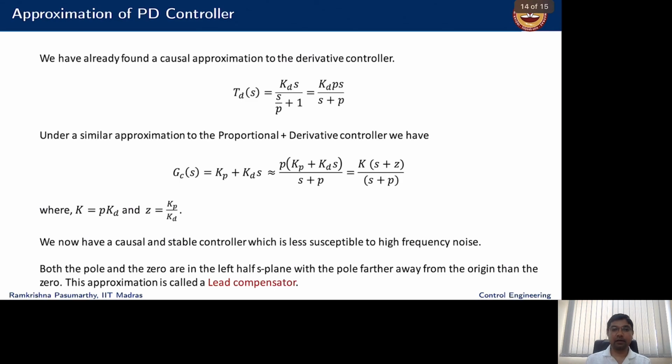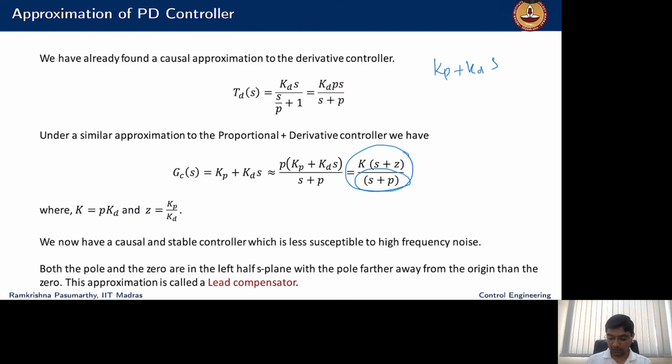Similarly, how do I approximate not just a derivative, but a proportional plus derivative control? Proportional plus derivative control had a transfer function of the form Kp plus Kd times s. So I can again add a pole and have an approximation of the form K times (s plus z) over (s plus p). And again, we add the pole further away from the origin such that the effect of the pole on the response of the system is minimized.